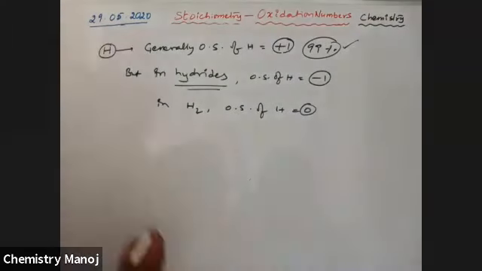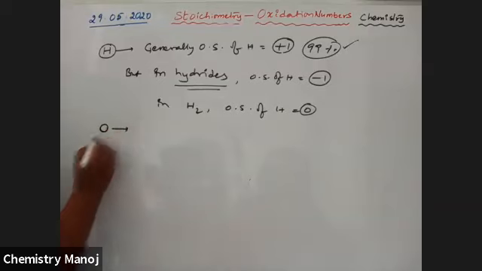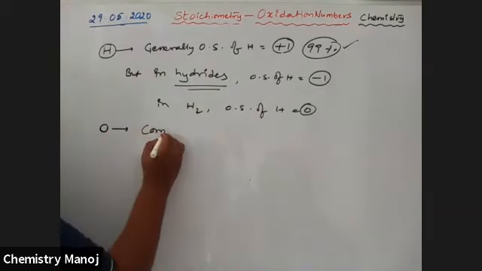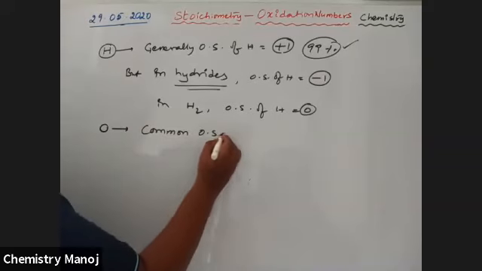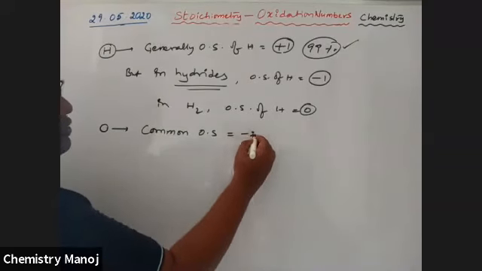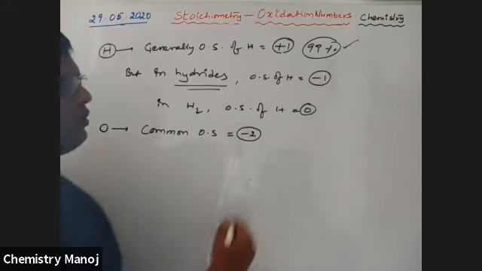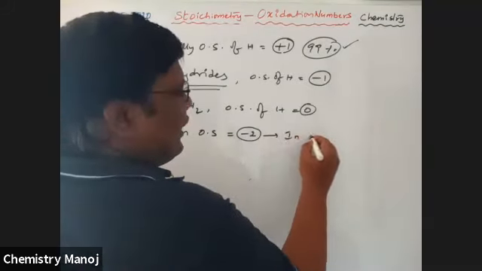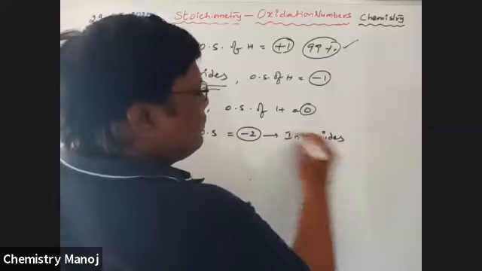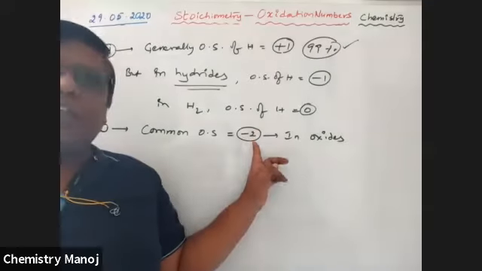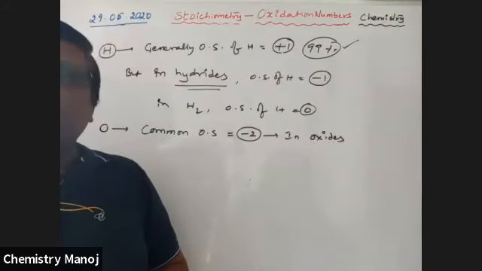Next, about oxygen. The common oxidation state of oxygen, in most cases when oxygen is there, is -2. It is particularly in oxides. In oxide, what is the oxidation state of oxygen? It is -2.